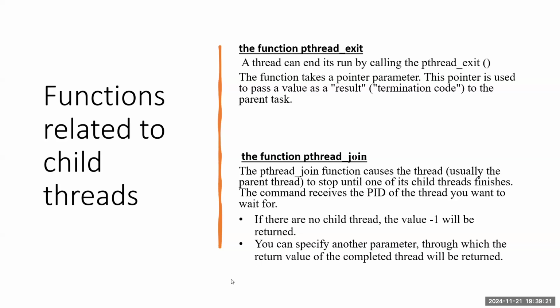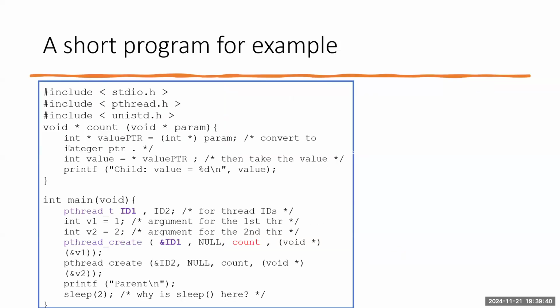If there are no child threads, then it'll finish immediately. The pthread_join won't wait, it'll just say there's nobody to wait for. It'll return the value -1 to indicate that it failed to wait for anybody because there was nobody to wait for. You can specify another parameter through which the return value of the completed thread will be returned. I think we have an example.